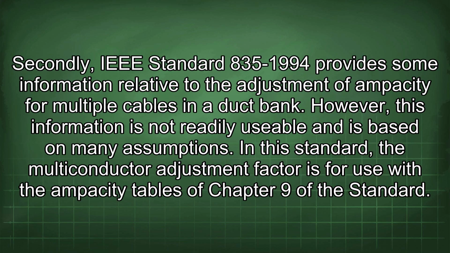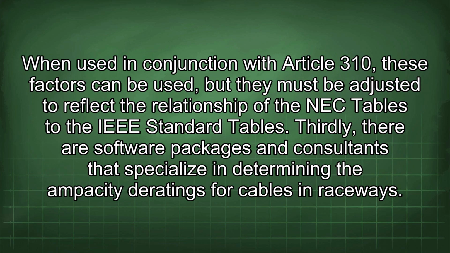Secondly, IEEE Standard 835-1994 provides some information relative to the adjustment of ampacity for multiple cables in a duct bank. However, this information is not readily usable and is based on many assumptions. In this standard, the multi-conductor adjustment factor is for use with the ampacity tables of Chapter 9 of the standard. When used in conjunction with Article 310, these factors can be used, but they must be adjusted to reflect the relationship of the NEC tables to the IEEE standard tables.